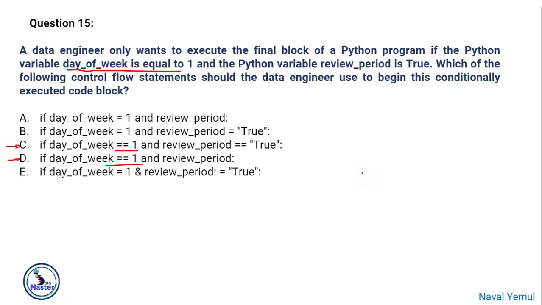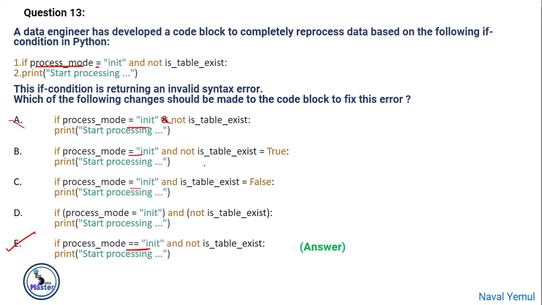The use of quotes around the true in option C will result in a string comparison, which will not evaluate to true even if the value of the review period is true. So there is no option for C. The only answer that comes out is D. So this is the correct answer. If you remember in the previous slide also, you can see we are not specifying anything as true or false here.